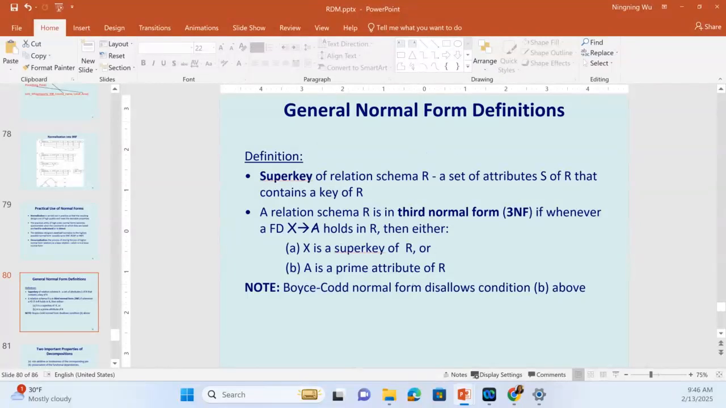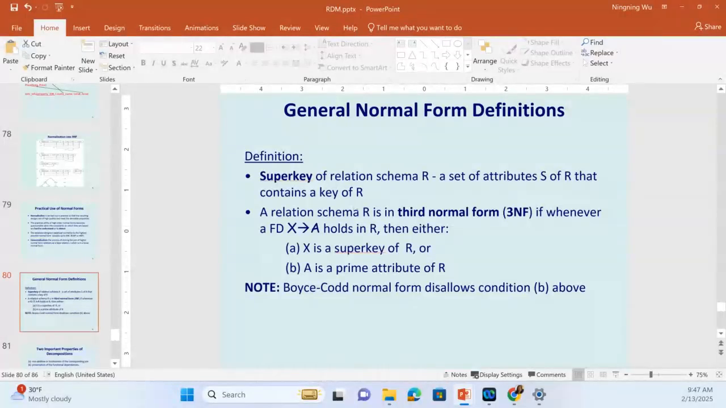So this definition basically says what makes a 3NF relation schema. Given a relation schema and a set of functional dependencies, as long as each functional dependency satisfies this definition, then the relation schema is in third normal form. If it is not, then we're going to undertake the normalization process. So let's see the definition here.